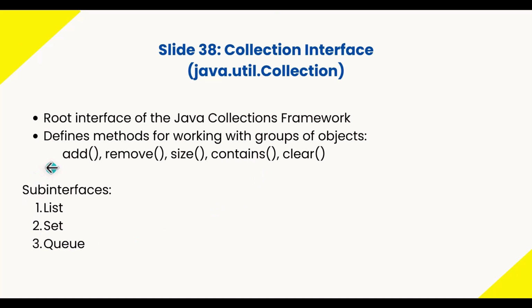The add method is used to add an element to the collection. The remove method is used to remove the specified element. Next, the size method returns the number of elements, which means it gives the size of the collection. The next method is the clear method, which removes all elements from the given collection. So these are the methods we will use in the collection framework.